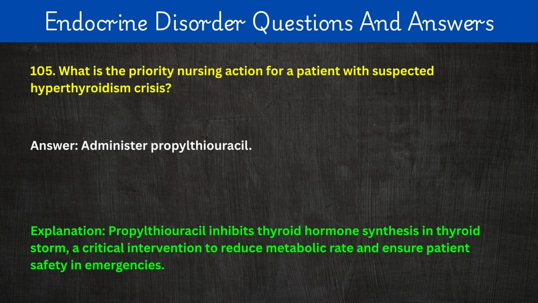105. What is the priority nursing action for a patient with suspected hyperthyroidism crisis? Answer: administer propylthiouracil. Explanation: propylthiouracil inhibits thyroid hormone synthesis in thyroid storm, a critical intervention to reduce metabolic rate and ensure patient safety in emergencies.